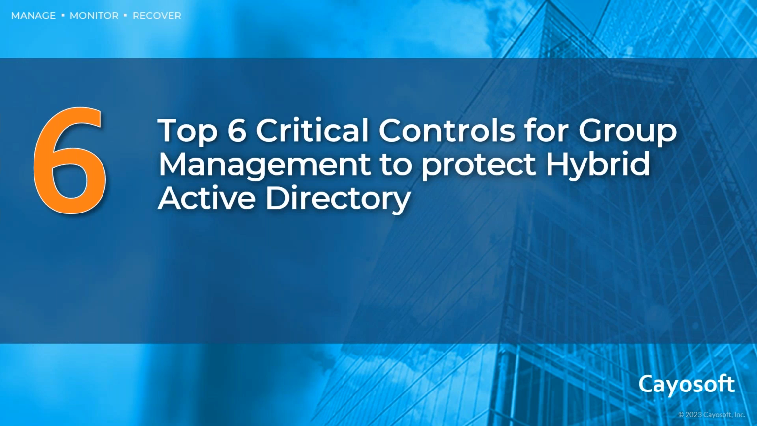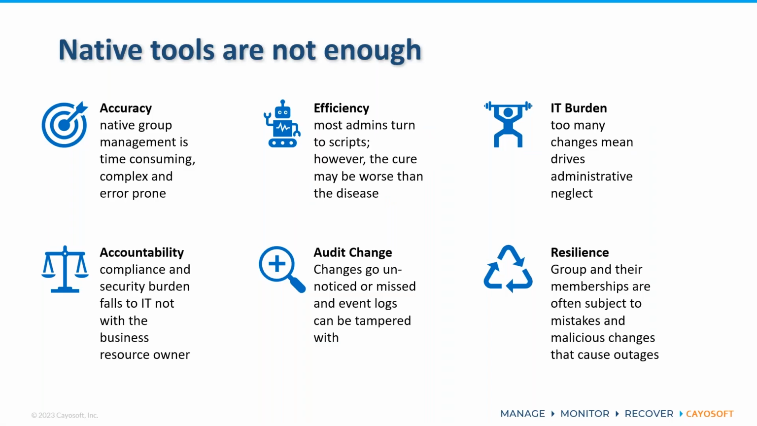So what we wanted to do is give you the top 6 critical controls that you need for group management to protect hybrid Active Directory. Now, you can also take these controls and just say protect Active Directory on premise or legacy Active Directory or Azure Active Directory. It's the same 6 controls that you need to understand are just non-existent in a usable form from the native tools. So what are these? Let's go through the list.